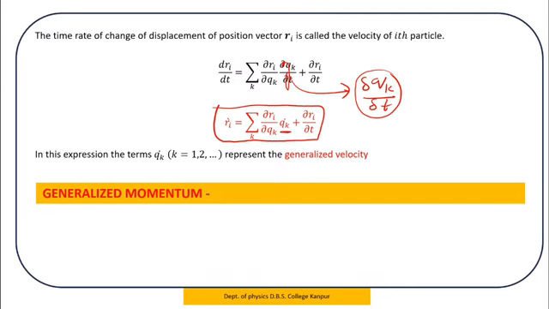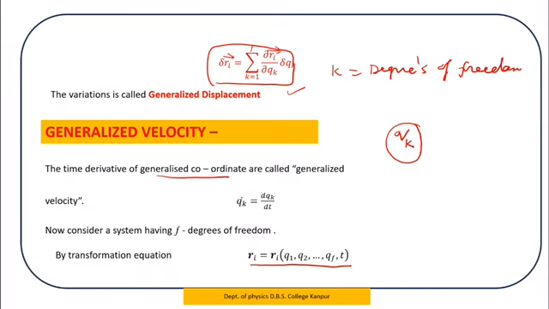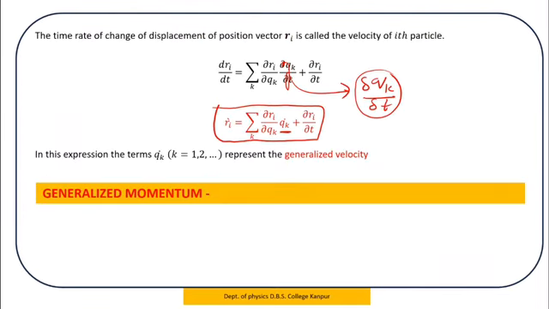Now we have calculated that generalized velocity is the time derivative of generalized coordinate, and the velocity of the ith particle is ∂ri upon ∂qk times qk dot plus ∂ri upon ∂t. This is the generalized velocity.